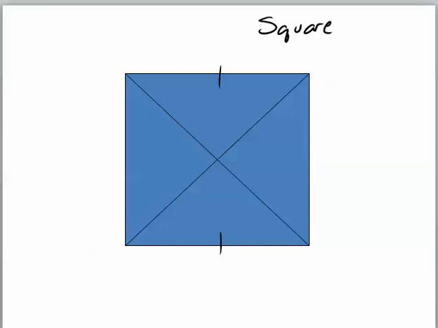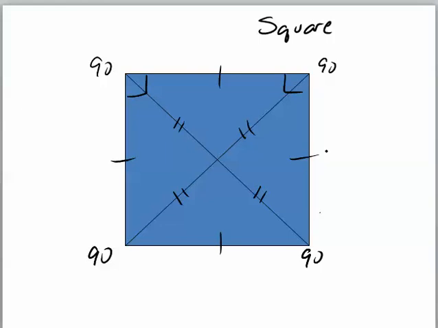In addition, a square is not only a parallelogram, it's also a rectangle because it has four right angles. So the properties I get from a rectangle is that the diagonals are congruent. There are four right angles. And these form isosceles triangles. This is also a type of rhombus because all four sides are the same.